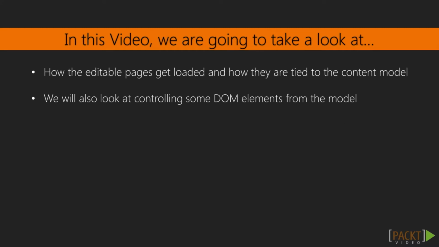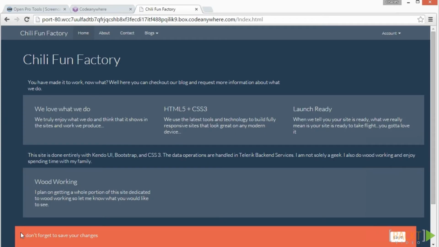In this video, we are going to take a short step back and see how the editable pages get loaded and how they are tied to the content model, and finally, how to control some DOM elements from the model. So far, we've only been dealing with pieces and parts and haven't really seen what we are building. So now we are going to follow the flow of the application from when it loads to showing content in the page, then editing the content and saving it back to Telerik's backend as a service.